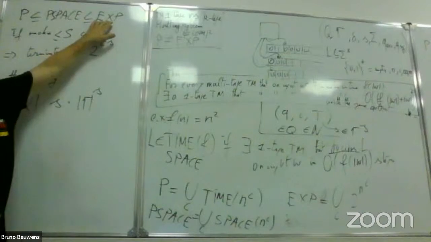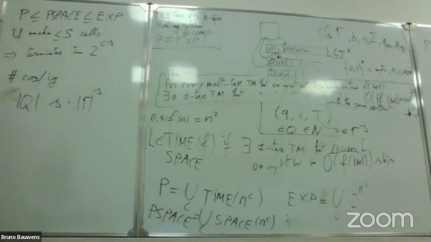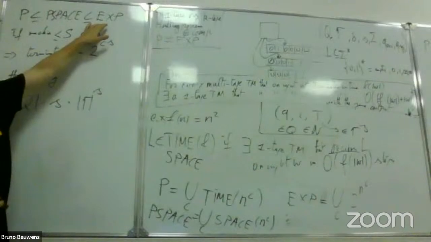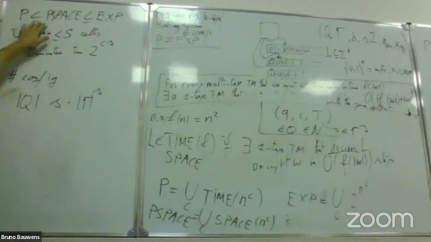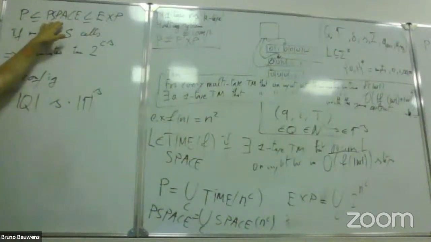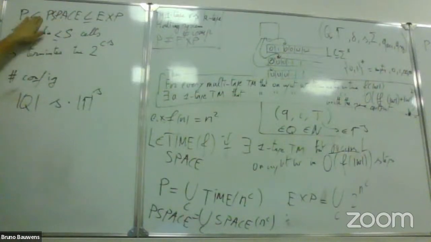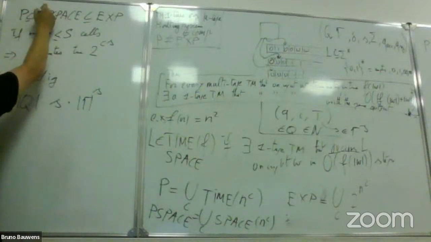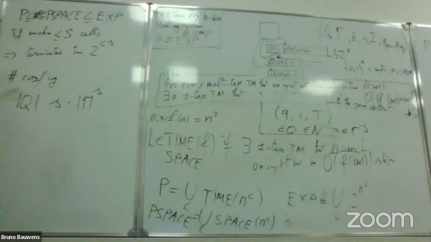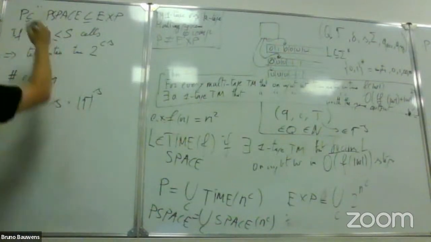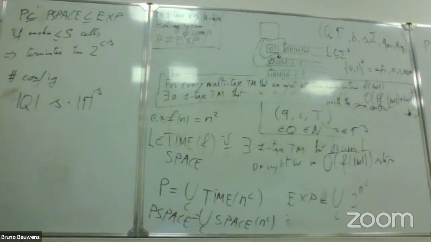So PSPACE is contained in EXP. So we understand now that there are two inclusions. Nobody knows whether P equals PSPACE. Similarly for NP and PSPACE, they're not equivalent, and it's an open problem whether they are equal. P is between P and PSPACE. Here we have NP, but we don't know the definition yet. This will be the topic for the next lecture.